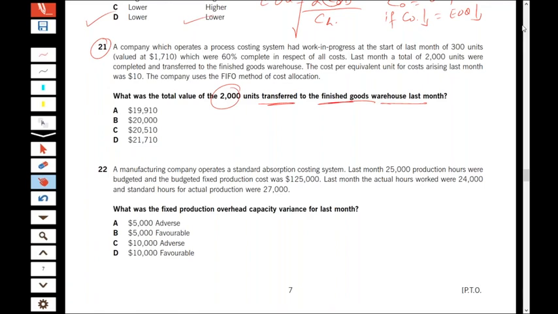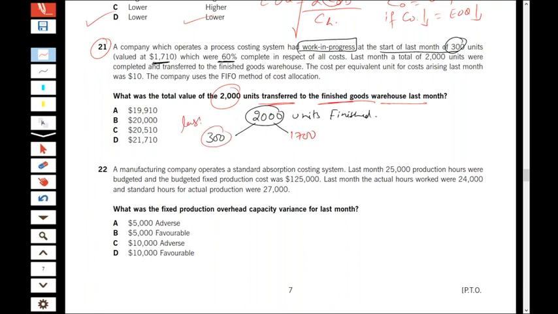Okay. Question number 21. A company which operates a costing system and work in progress. Yes, it's a work in progress. At the start of the last month, 300 units, which was 60% complete. That means 2000 units are finished goods. Obviously, it includes 300 units as well and 1700 units as well in this period. It was from the last period.